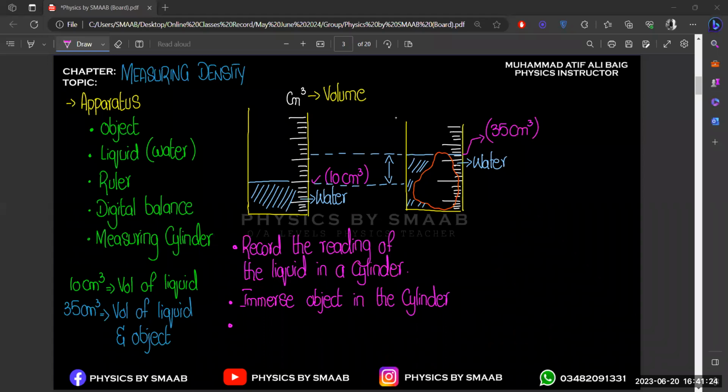And after that, if we subtract it from 35, because 35 is the volume of stone and water. So if we subtract 10 centimeter cube from 35, we know that we will get the volume of stone only, right?